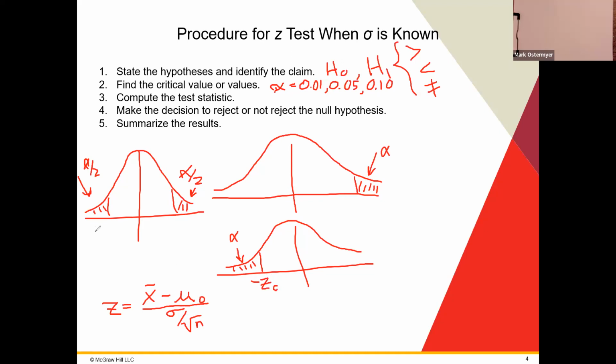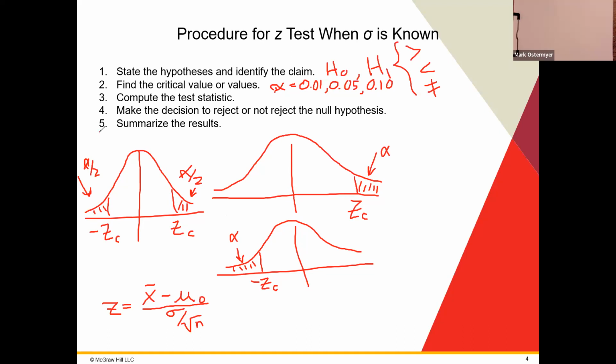This is your critical z value here. For a two-tailed test, your critical z values are equal in value but opposite in signs. If our test statistic is more extreme than our critical z value or values, then we will reject the null hypothesis. If our test statistic is less extreme than our critical value or values, then we will fail to reject the null hypothesis. We will not reject the null hypothesis.